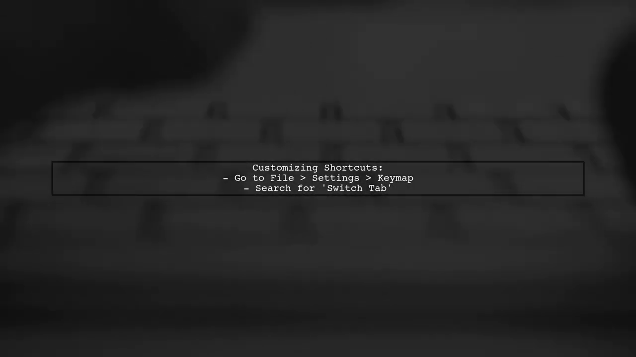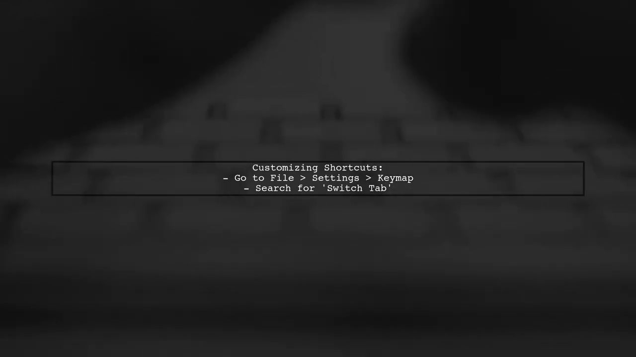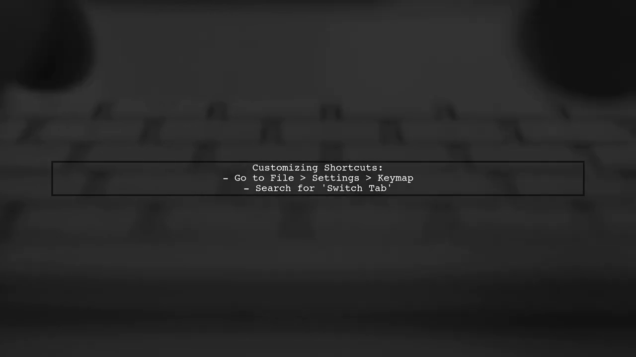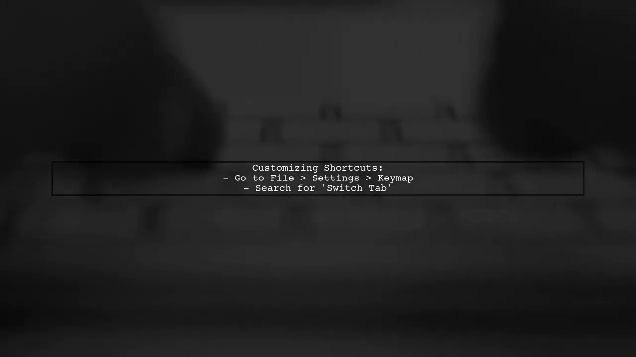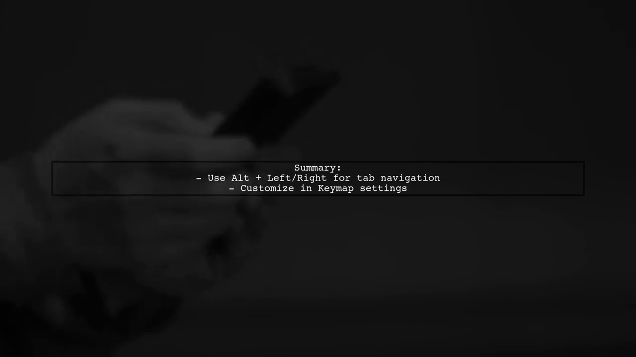If you want to customize these shortcuts, you can do so by going to the key map settings in IntelliJ IDEA. In summary, using Alt Left and Alt Right Arrow is an efficient way to navigate between Debug Tool window tabs in IntelliJ IDEA.